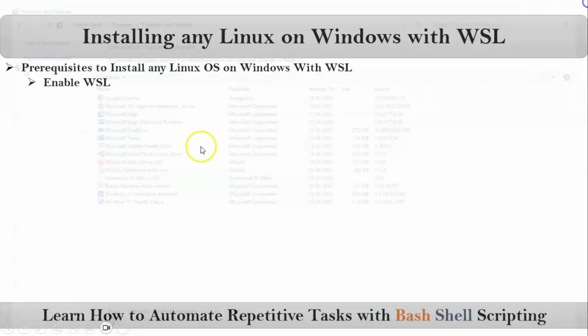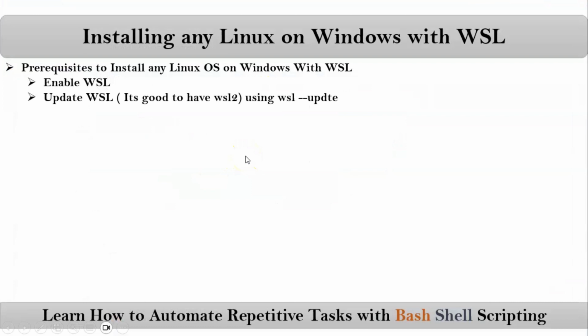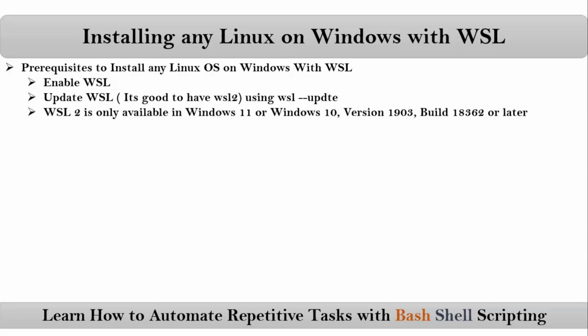Then once your system is restarted, go to your PowerShell and then update your WSL. It's good to have WSL2. And this WSL2 is available only from Windows 11, and in Windows 10 from the build number 18362 and version 1903. Now let me go to my PowerShell.